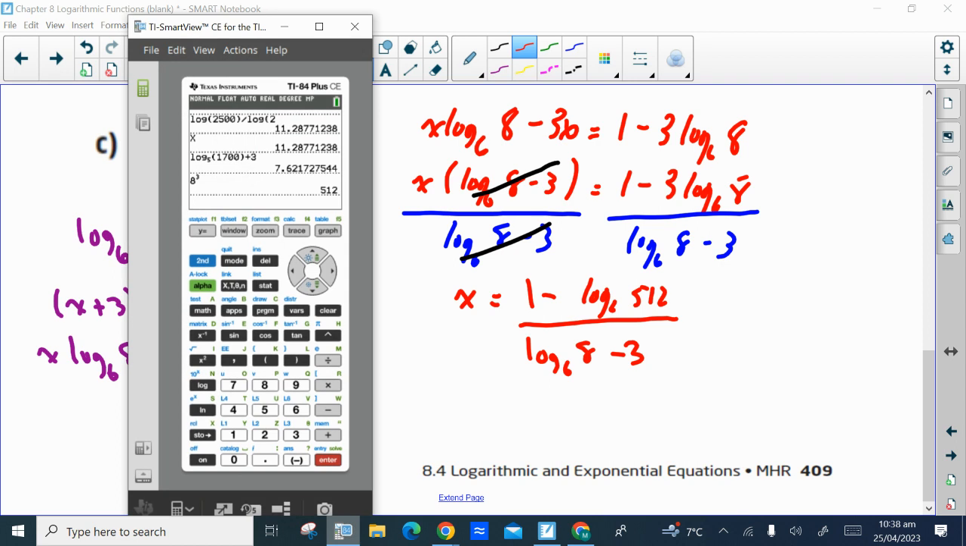If we want to write it as a decimal, which it does ask us to do to 2 decimal places, we can put this in our calculator. 1 minus log base 6 of 512 in brackets, all divided by, in brackets, log base 6 of 8, take away 3.